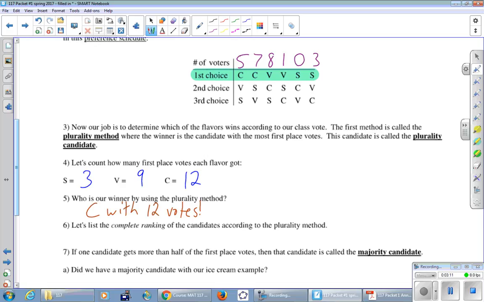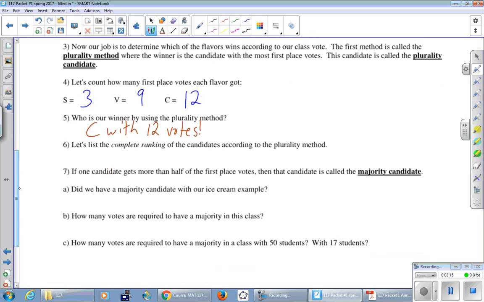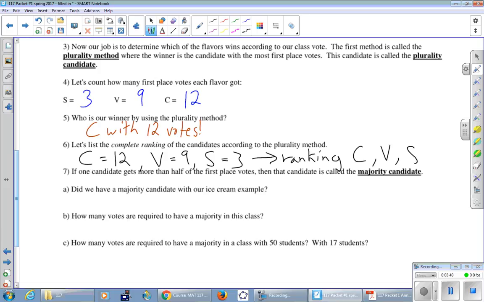6, let's list the complete ranking of the candidates according to the plurality method. So complete ranking means we don't just put first place down, but we also rank second and third and more if there are more. So clearly, chocolate wins with 12 votes. And then second place, well, we got to choose the second highest number, right? So between strawberry and vanilla, vanilla has more, they have 9. And then finally, third place is strawberry with 3. And so that means that our ranking is chocolate first, vanilla second, strawberry third.